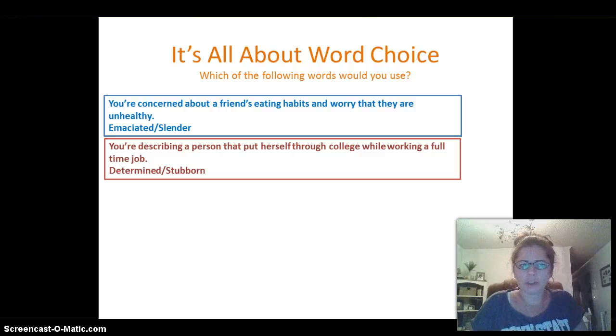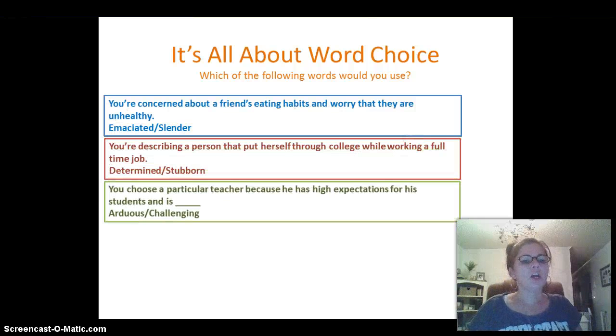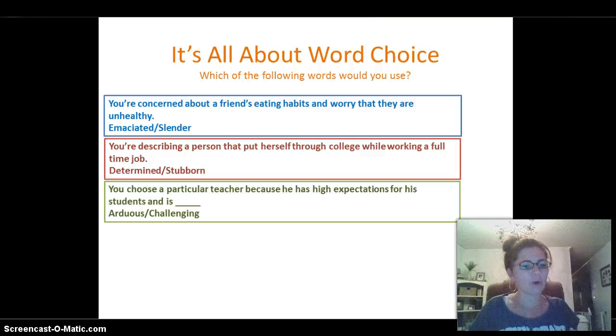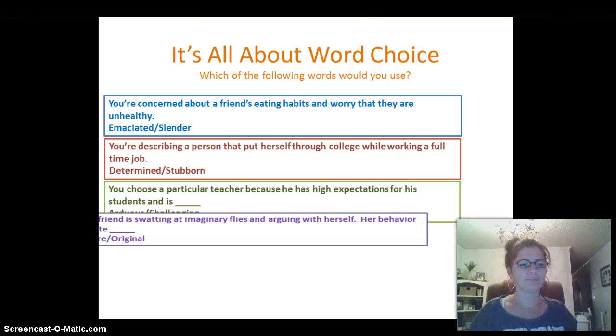You're describing a person that put herself through college while working a full-time job. Would you say they're determined or stubborn? Both of those words mean the same thing, but determined is a much more positive word than stubborn. Stubborn always has this negative attachment to it. You choose a particular teacher because he or she has high expectations for his students and is arduous or challenging. Arduous is kind of a negative connotation because it means that they are difficult and overly difficult. But challenging is kind of a positive word because you want to be challenged, right?